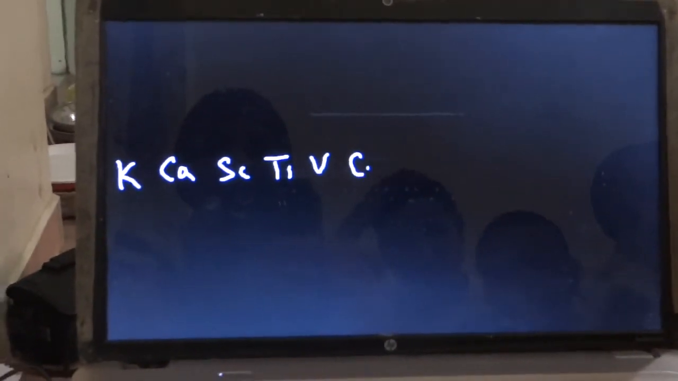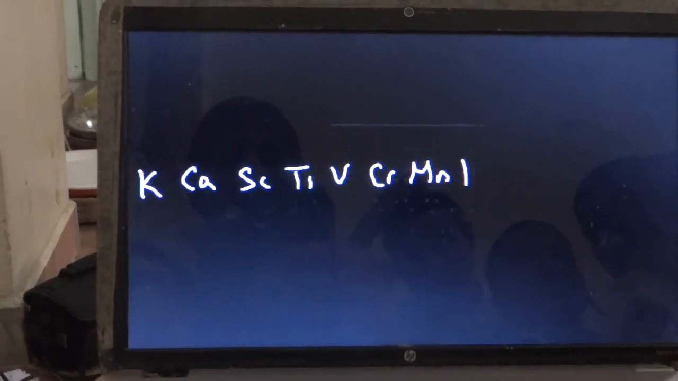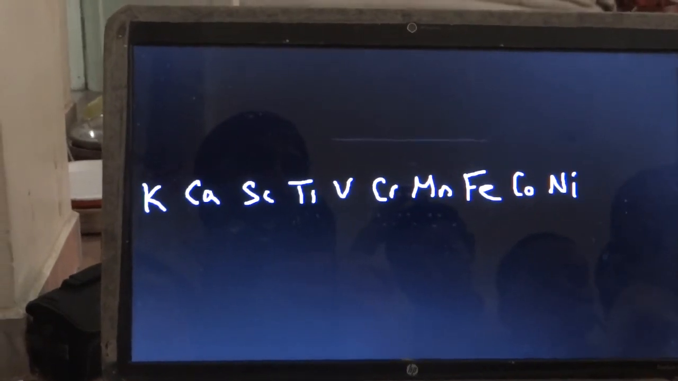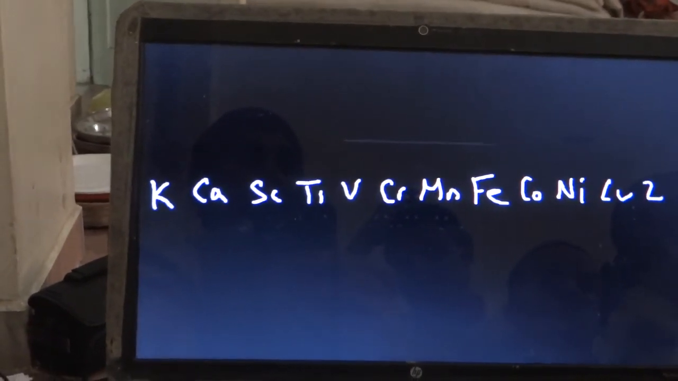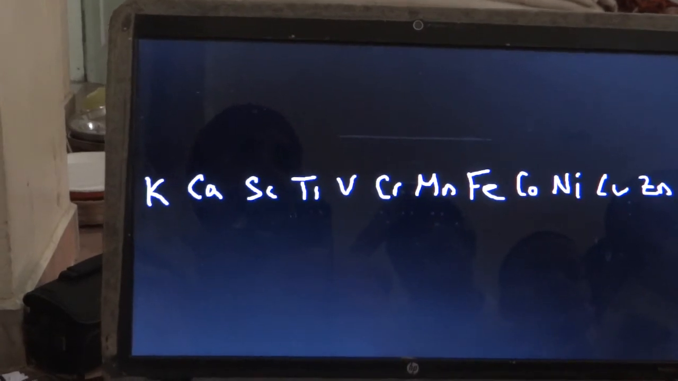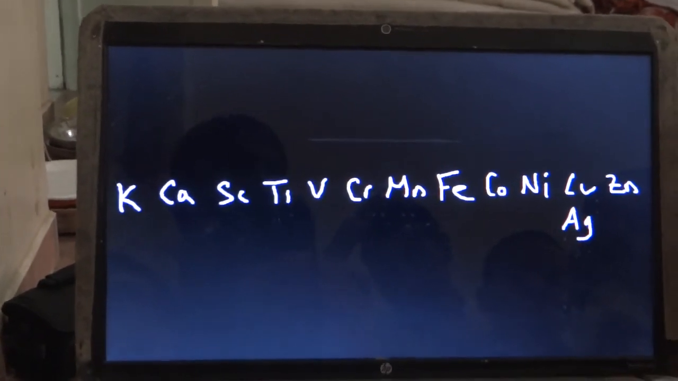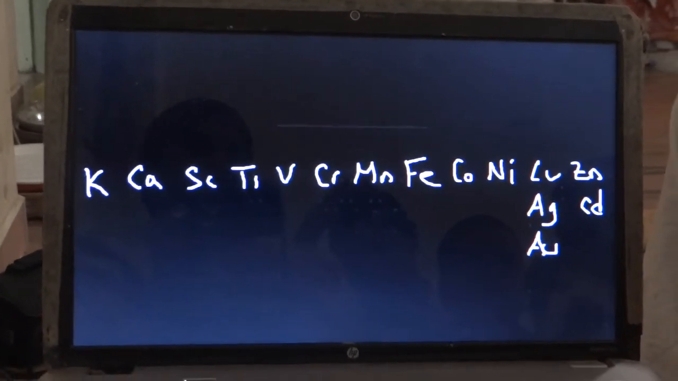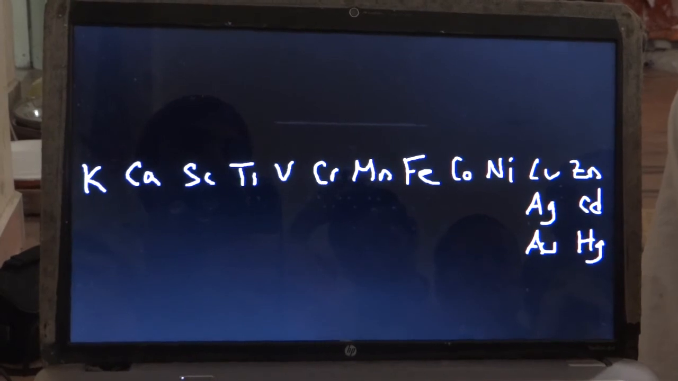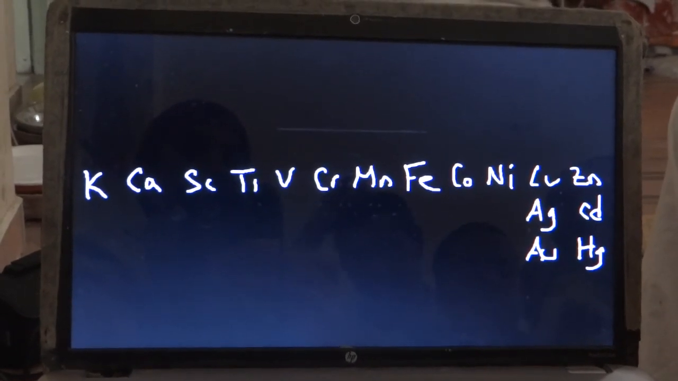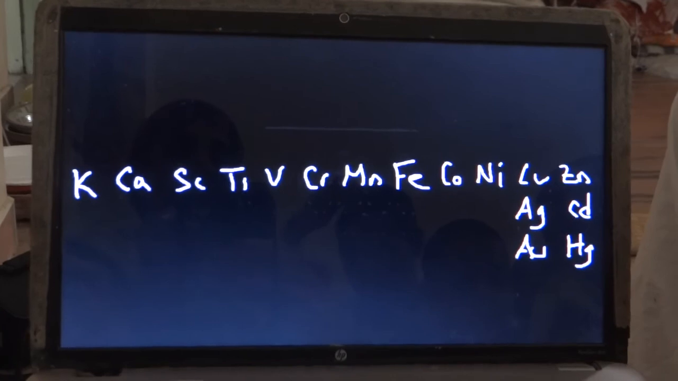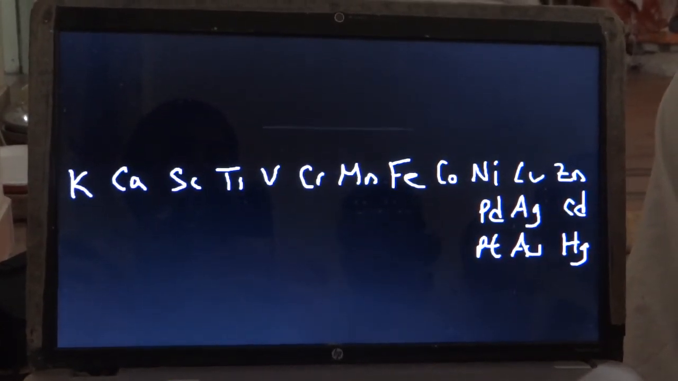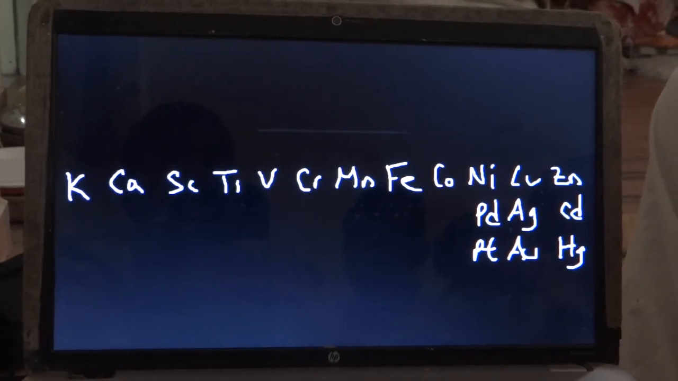Vanadium, chromium, manganese, iron. Iron is denoted by Fe. Cobalt, nickel, copper, and zinc. Copper is Cu, and zinc is Zn. Silver is Ag. Gold is Au. Below zinc, you have cadmium and mercury. Mercury is Hg. Next to silver, you have palladium and platinum. These are some common elements that you want to know the name of.